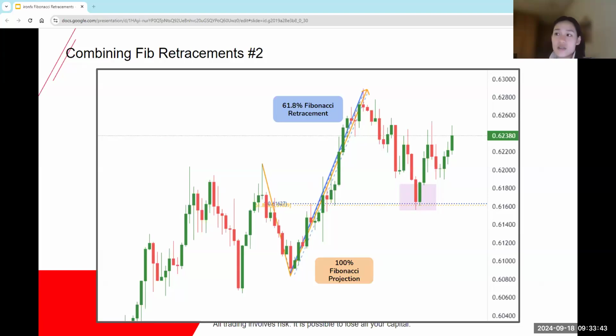Okay, so in this example, we have a 61.8% Fibonacci retracement. If you follow the blue line, okay, that is our Fibonacci retracement line. And we also have a 100% Fibonacci projection. So if you follow that line, the orange trend line, that's where we've placed it. Okay, and you can see prices bouncing off that level, that confluence level.